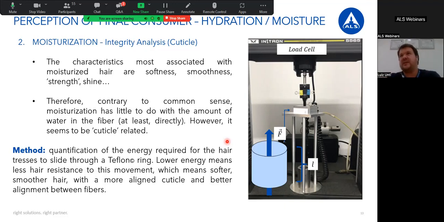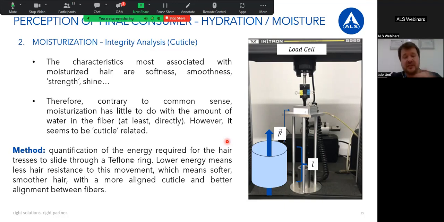So here we can use bleached hair as an example. After bleaching, we have to open the cuticles to perform the bleaching. And these open, lifted cuticles will make the hair less soft and less smooth. And after using some treatment to reduce these lifted or open cuticles, we will increase the softness and smoothness.